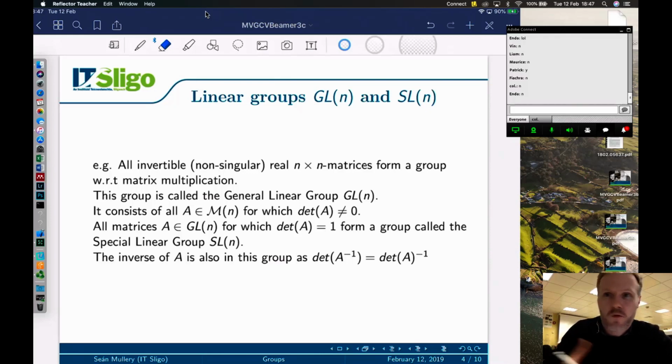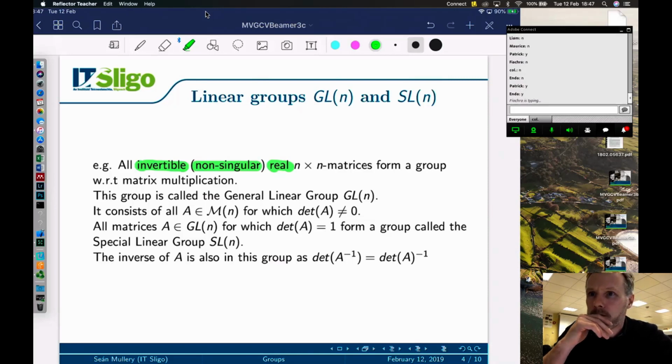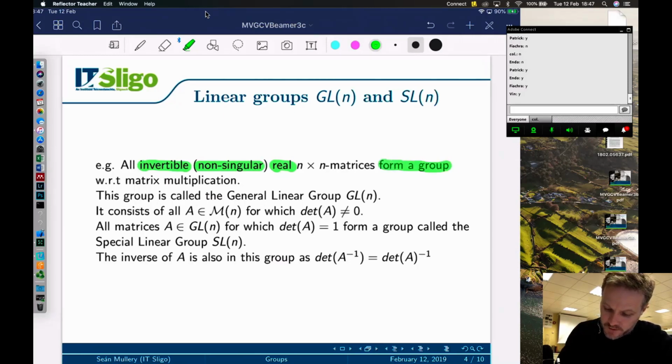So 4x4, 3x3 matrices, and this exists for any type of square matrix. If the matrix is real, in other words doesn't have imaginary numbers in it, and if it's non-singular, which means it's invertible. Have you come across that term, singular and non-singular, in terms of matrices? Okay, so you are familiar with that. So if we've got a square matrix and it's invertible, this forms a group. It has all of the attributes that are required for a group with respect to matrix multiplication.